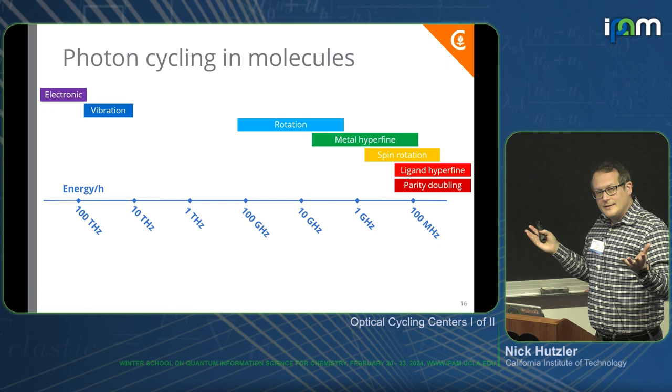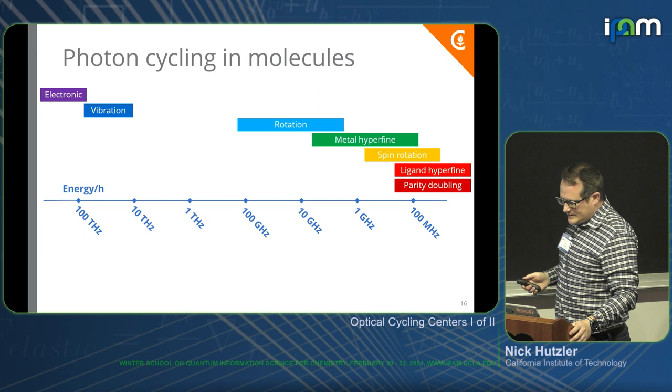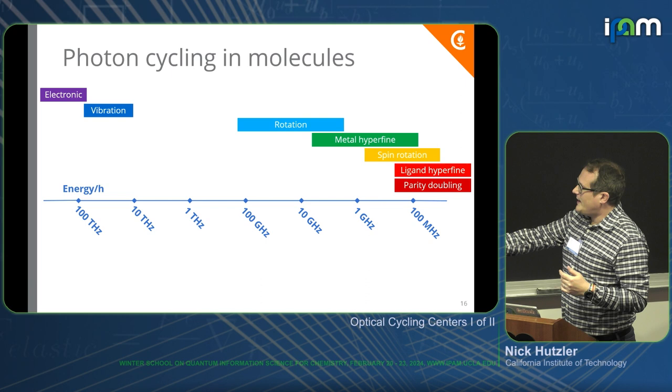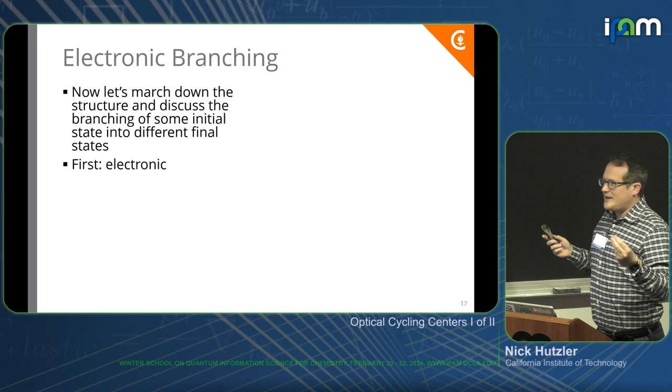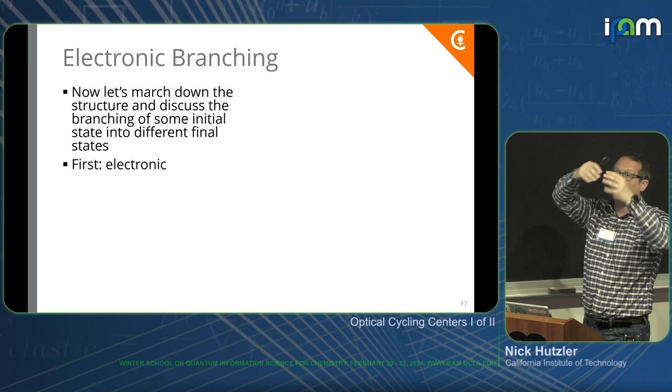And it turns out the answer is no, that's not it. But that's kind of the hardest part in some sense. So march down the structure this way and discuss the branching of some initial state into a final state. By branching, I just mean if you have some excited state, what are the different decay pathways where it could end up? Where could it branch into when it decays? What are the branching ratios? You know, the fraction of time it goes here versus here versus here.